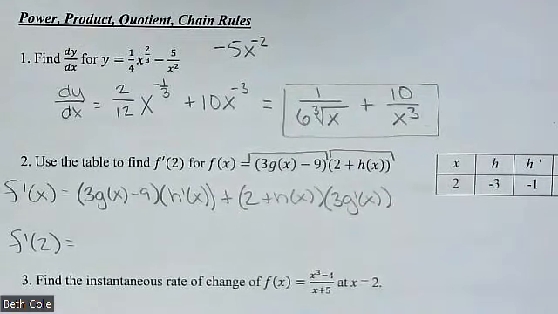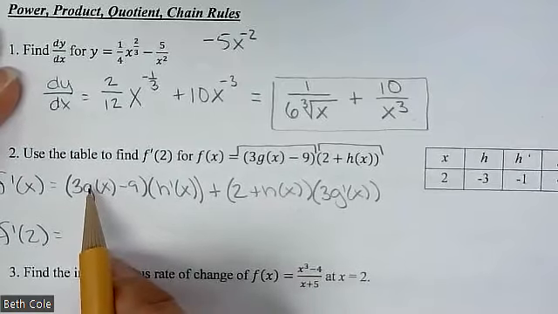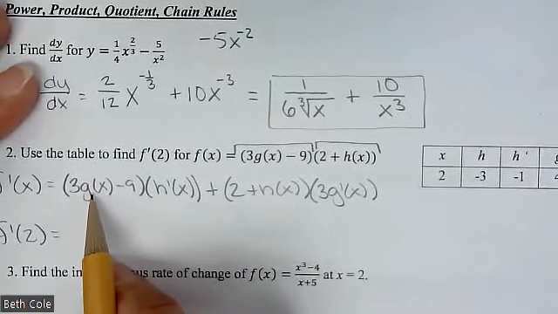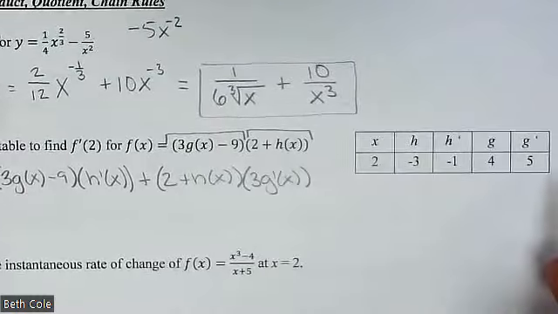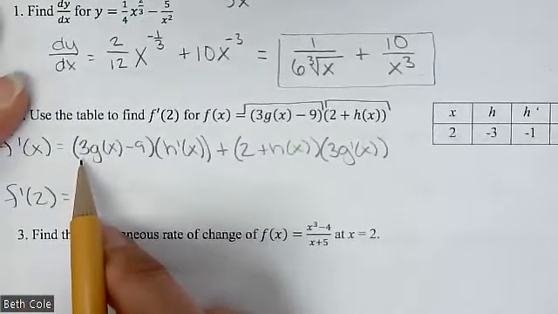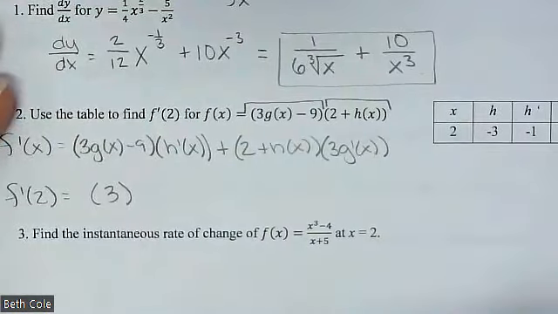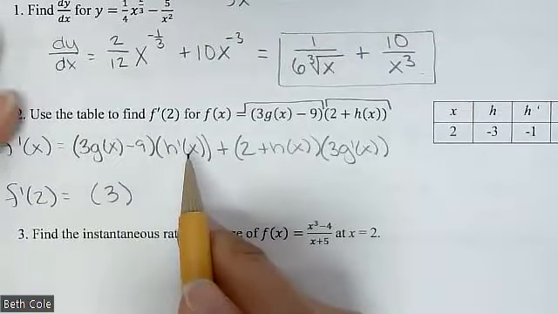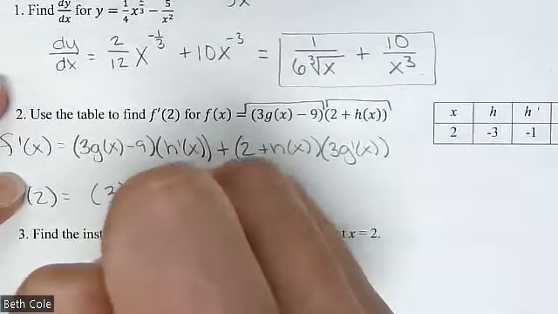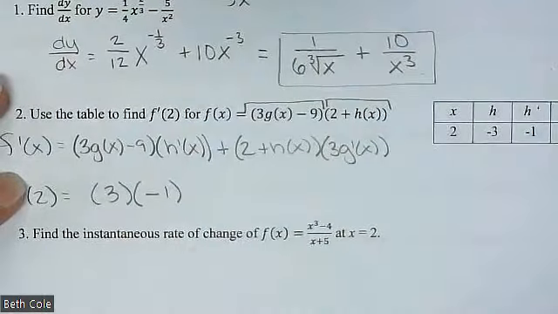And now we go fishing. Now you're just finding all these numbers. Okay. So we're plugging in 2. This first part, you need g of 2. So look at your table. What is g of 2? 4 times 3, 12 minus 9 is 3. Good. So now we're on this part. So h prime of 2. So go on your table. H prime of 2, negative 1.